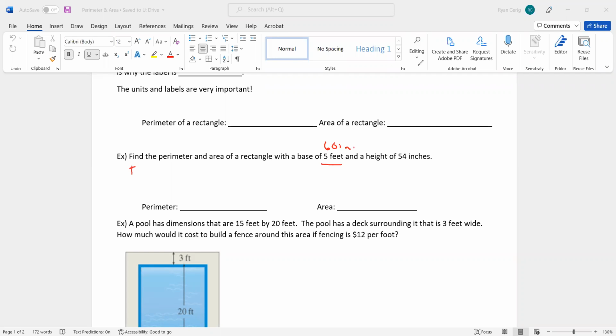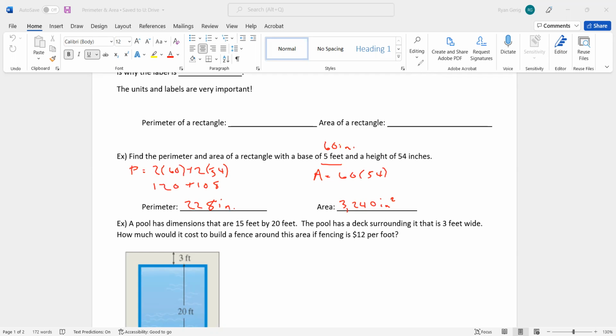So the perimeter would be 2 times 60 plus 2 times 54. And I get 120 plus 108, and I get 228 inches. Okay, the area was 60 times 54. Type that in your calculator, you should get 3,240, and the label here would be inches squared.